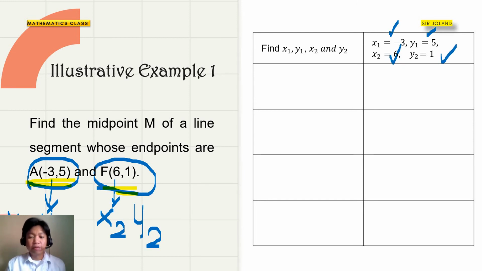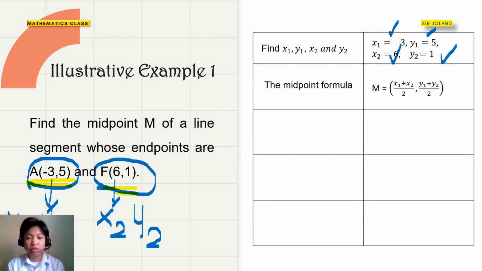Okay, so once nalagay na natin yung mga value niya, ready na tayo sa paggamit ng formula. So again, i-rewrite nyo lang ulit. We use capital letter M to denote the midpoint of a line segment. And then you have here, open and close parenthesis, x sub 1 plus x sub 2 all over 2, then y sub 1 plus y sub 2 all over 2.